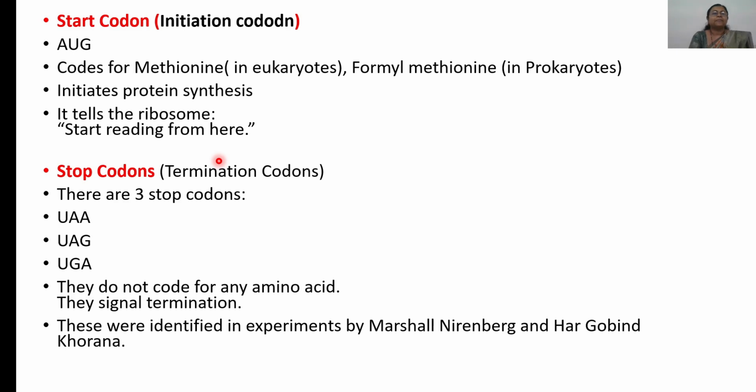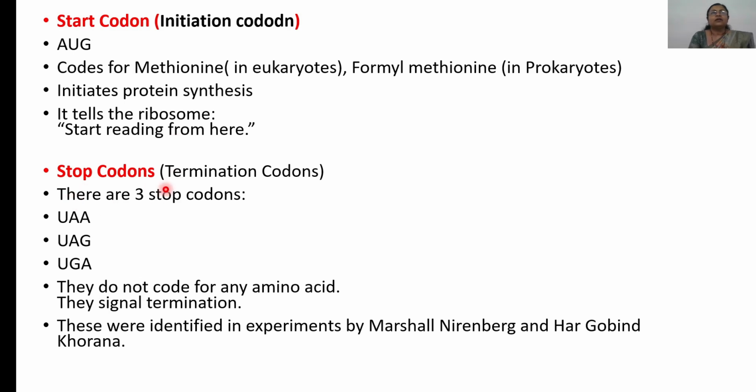These 64 codons code for 20 amino acids. And among them, there are start codons, which we call the initiation codon. An example is AUG. This codes for methionine in eukaryotes and formylmethionine in prokaryotes. This initiation codon initiates protein synthesis. In other words, it tells the ribosome to start reading from here. So the start codon is AUG.